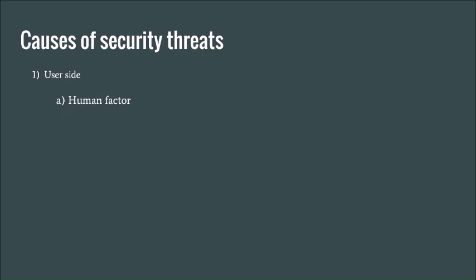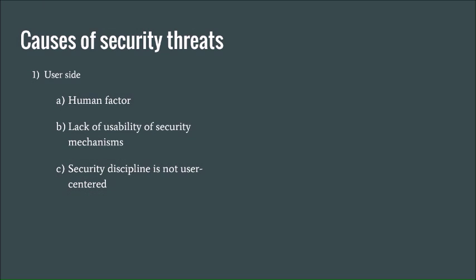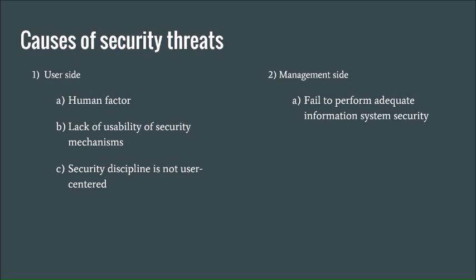According to Yang Chen and Wu He, causes of security threats can be categorized into two types, which are from the user side and the management side. To the extent of the user side, developing ICT applications and industry human conduct are vital. Adams and Blanford have also categorized the causes of threats by two reasons: lack of usability of the security mechanism used, and security discipline is not user-centered, thus leading to security risk.